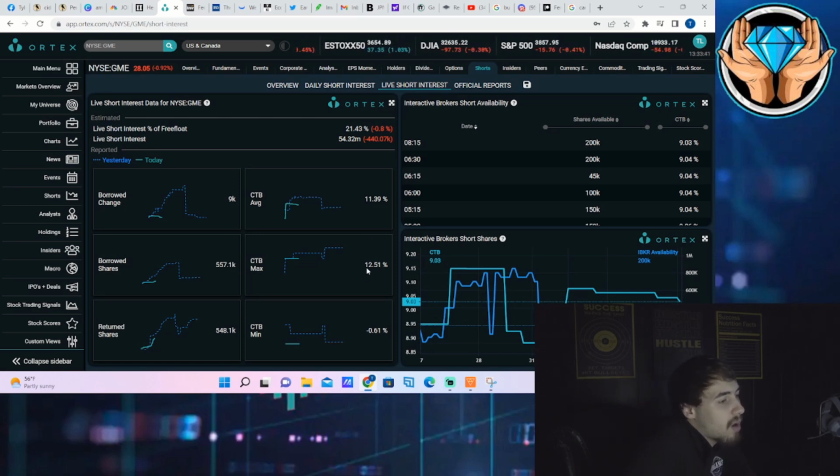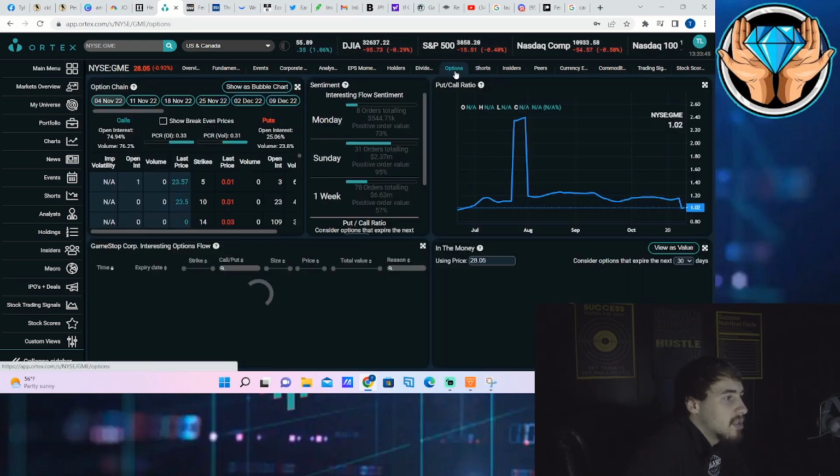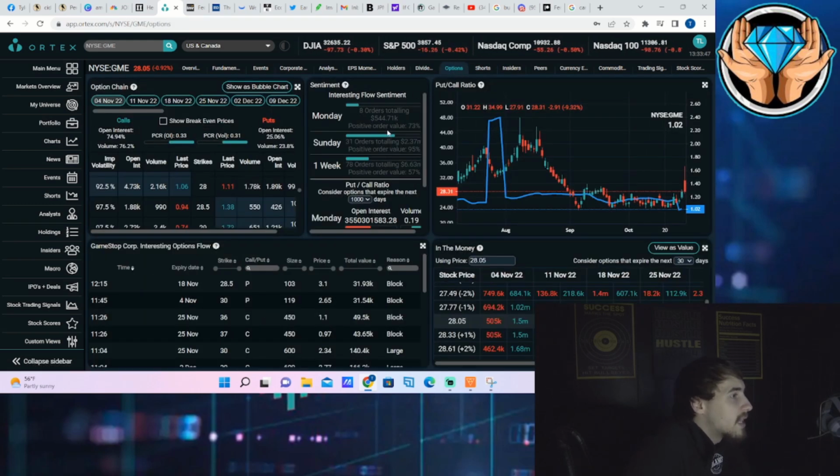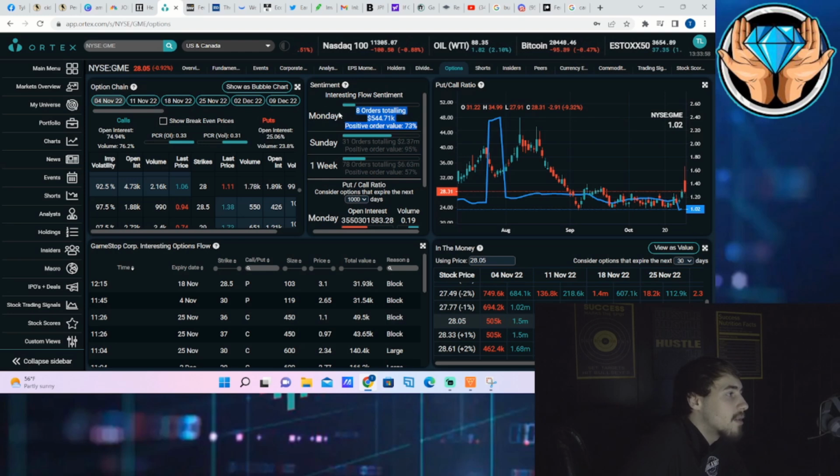The cost bar max at 12.5% and the cost bar average at 11.39%. So that is still looking very bullish. And as far as the option activity, you have seen 8 orders totaling $545,000, positive order value of 73%. So again, another day of bullish hedge fund positioning.